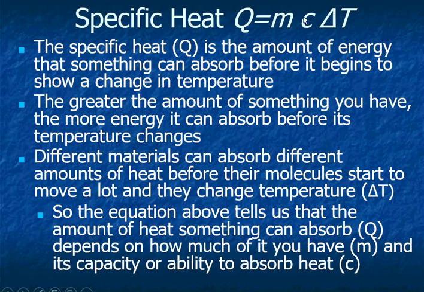So the equation at the top, Q equals mc delta T, basically tells us that the amount of heat something can absorb, the Q, depends on how much of the something that you have, its mass m, and its capacity or ability to absorb heat, and that is our specific heat capacity.